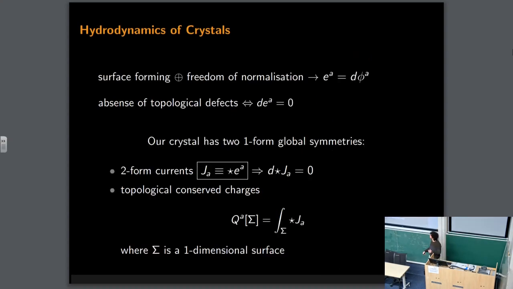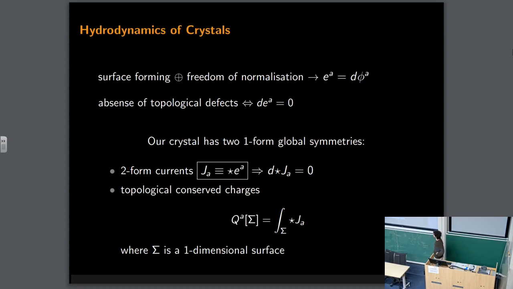By requiring these form fields to be surface-forming and also using some freedom of normalization, we can write this as the exterior derivative of some scalar field, and actually this scalar field corresponds to the Goldstone bosons of broken translations. We are also going to assume an absence of topological effects, in this case dislocations, and this corresponds to our form fields being closed. So for example, if we are working in terms of the scalar fields, this absence of dislocations is trivially realized just by assuming some well-behavior conditions of the scalar field.